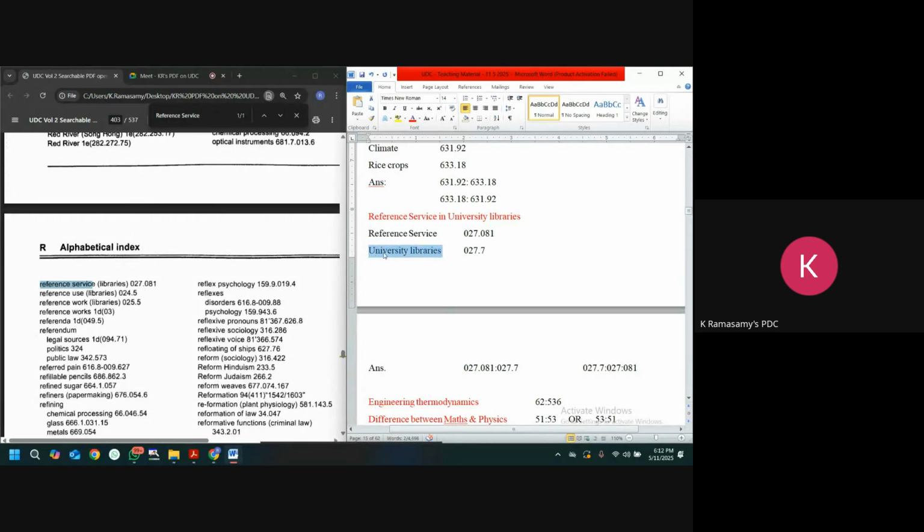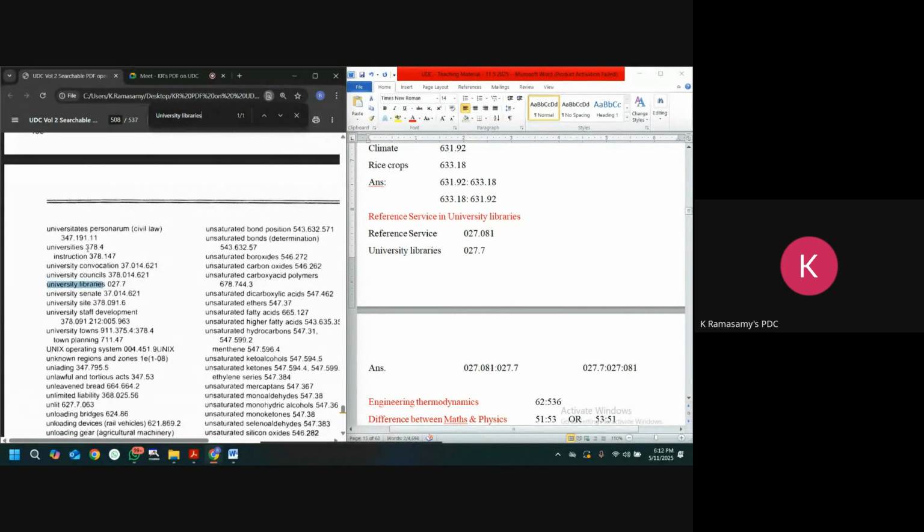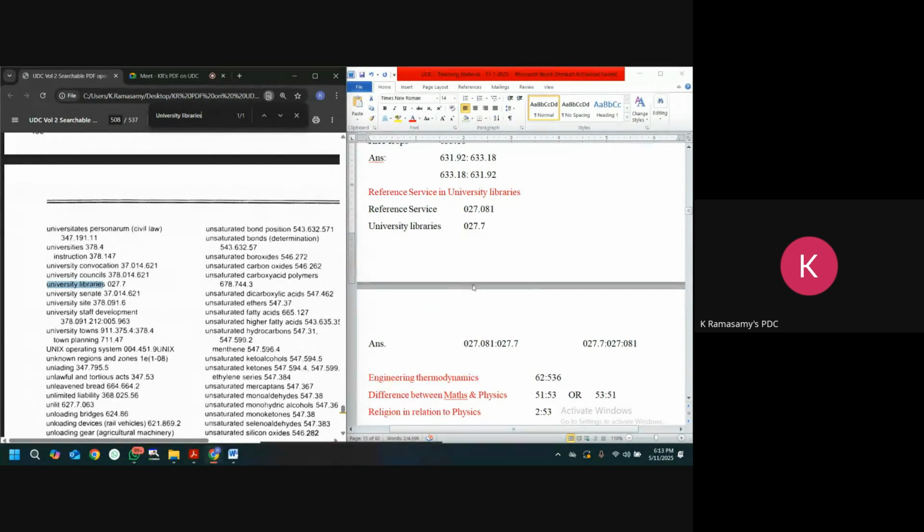What is the number for university libraries? Let me go to the index. The number for university libraries is 027.7. Fine, I got two numbers, and there is a relationship between these two components. How to form the number? You can write either number first. So the answer is 027.081 colon 027.7. This way you can do that.